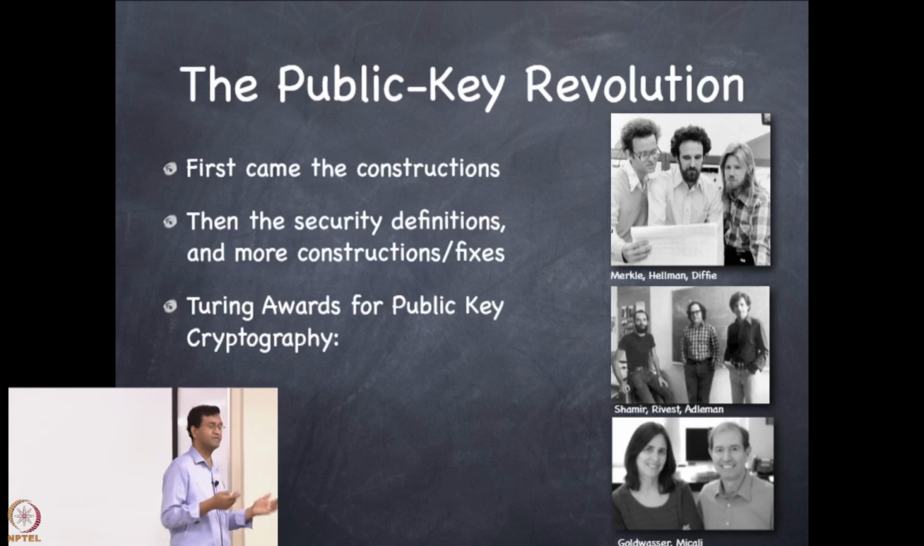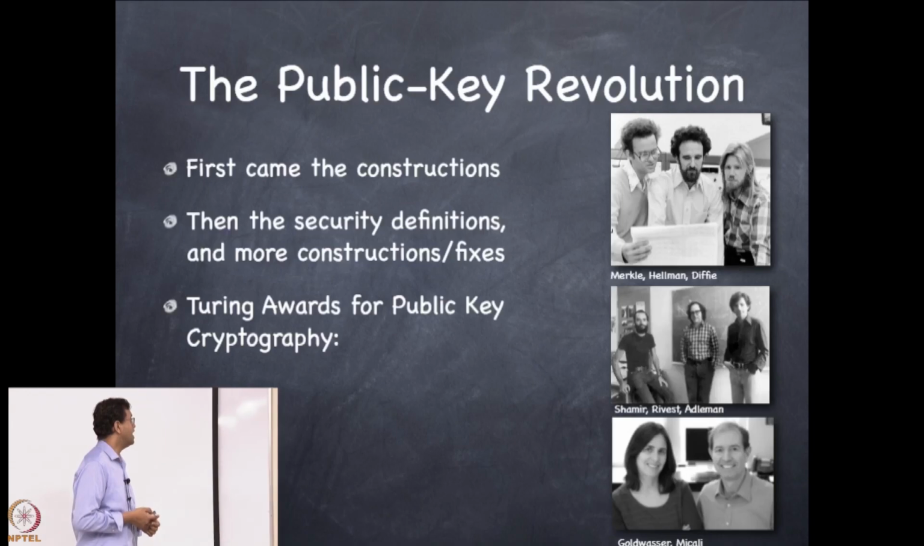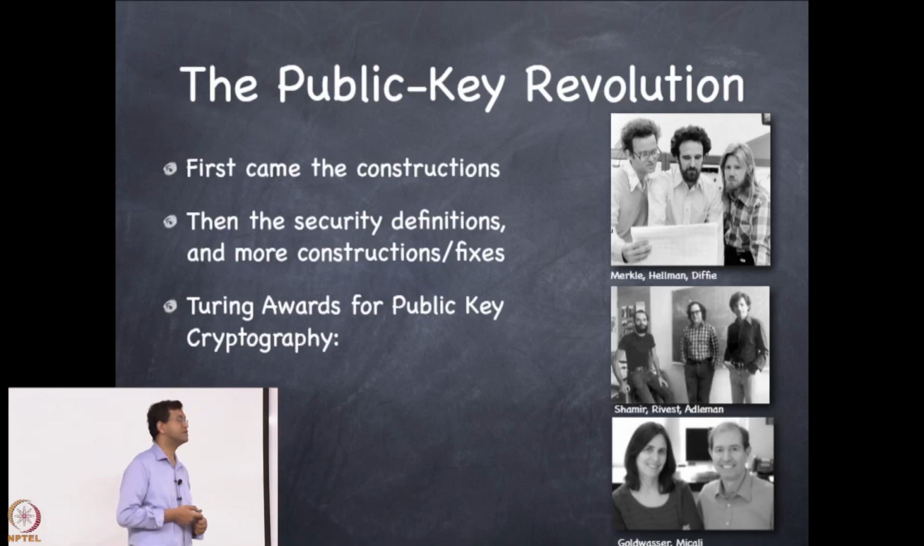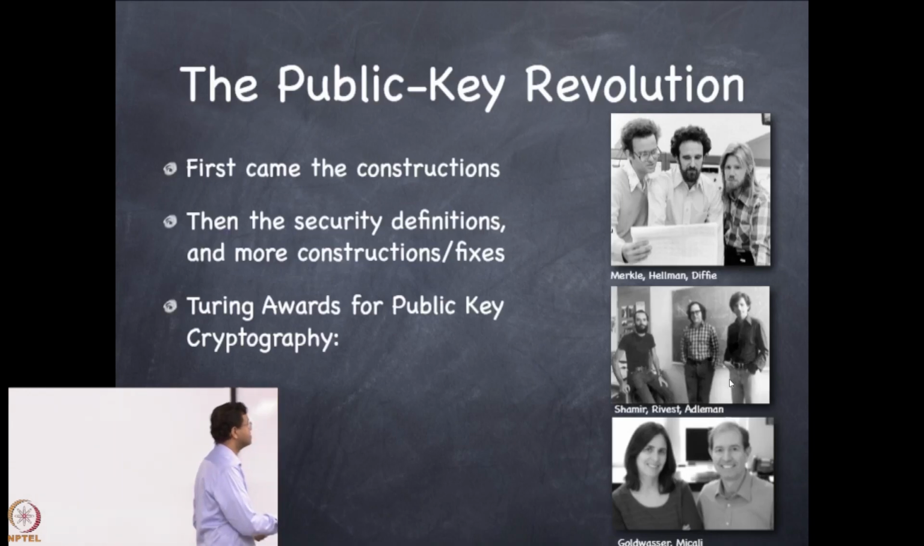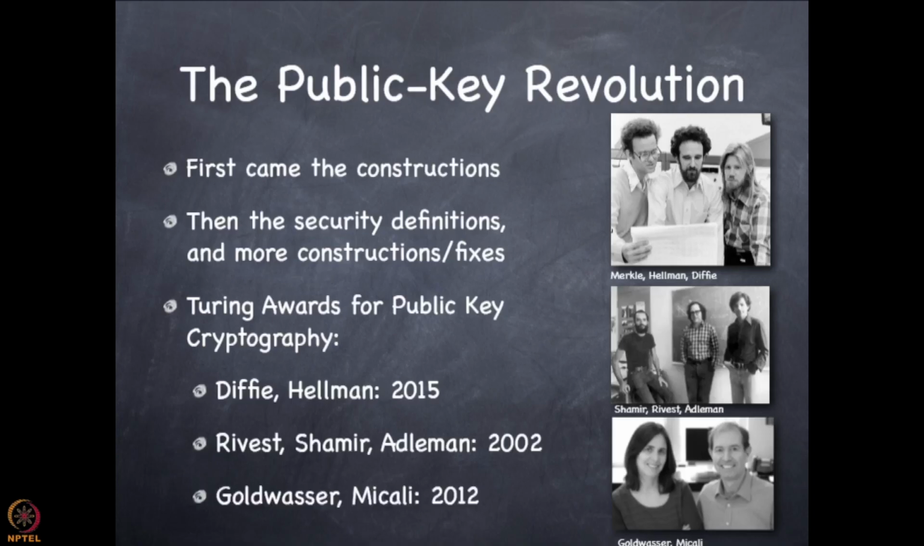This was a big deal, the public key revolution, right? And all of these people have won Turing Awards. Not Merkle, but Diffie and Hellman in 2015, late. And Hellman said he thinks Merkle equally deserved it, though it was a paper by Diffie and Hellman that was a milestone. And RSA in 2002, and Goldwasser and Micali in 2012.